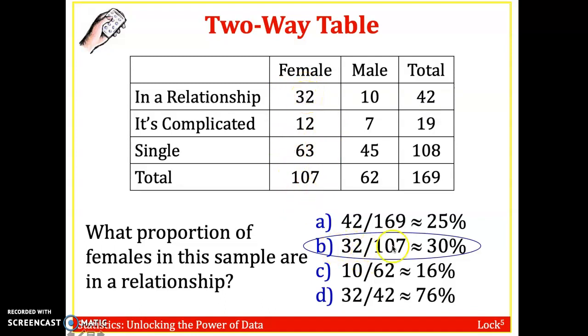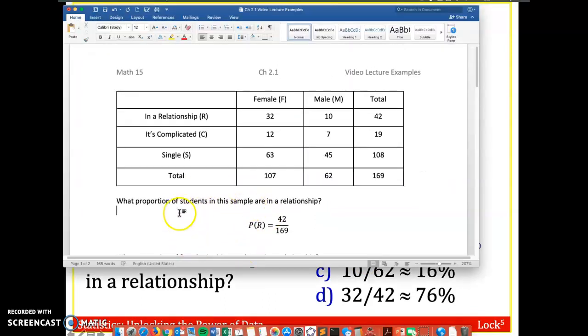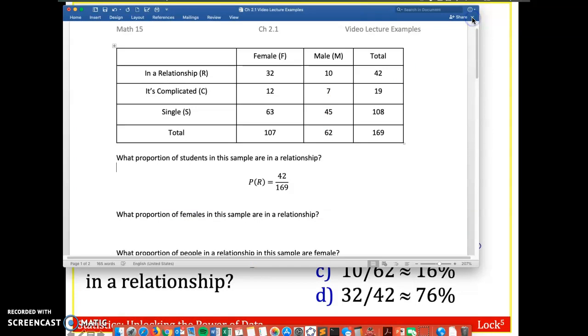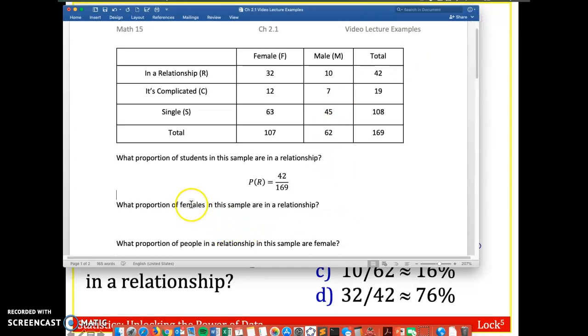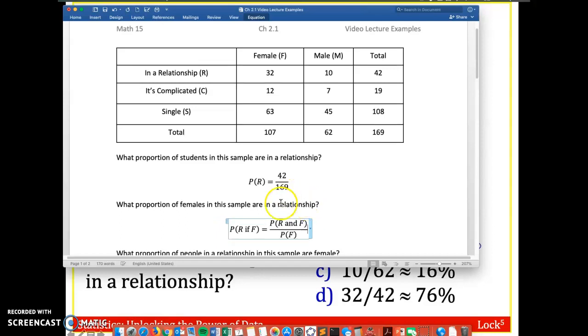But I want to connect that, so answer B, with some probability notation. If I want to write that in probability notation, that would be the probability of relationship given female. So we're looking right here, only at the females, given females, of them, how many are in a relationship. And the formula, if you remember, is the probability of relationship and female divided by the probability of female. So this is the formula from the probability section.